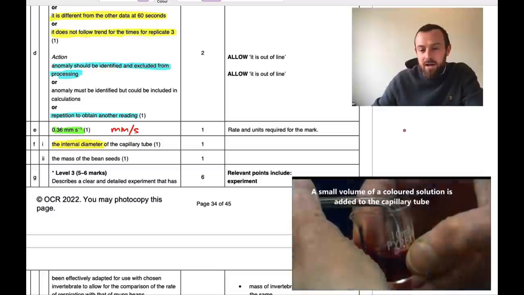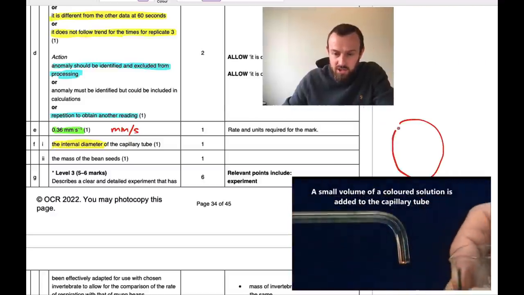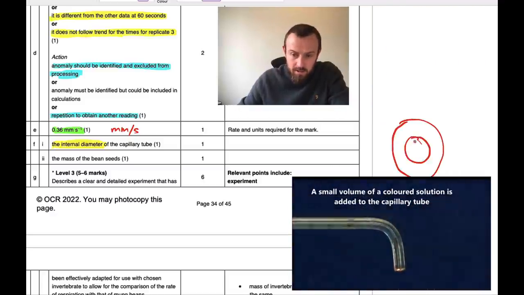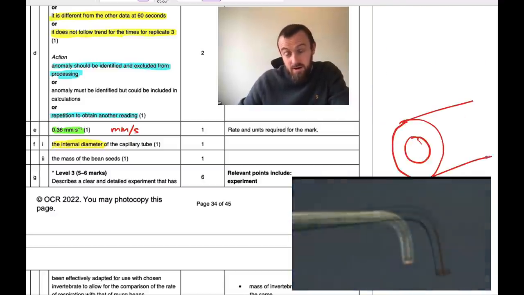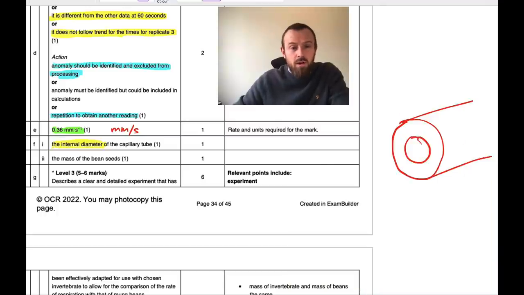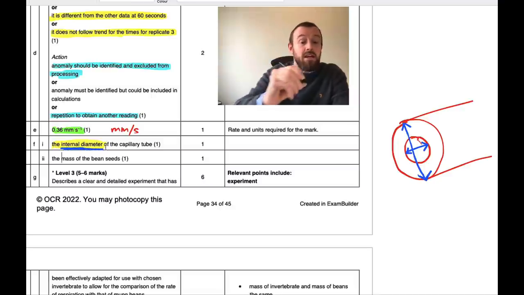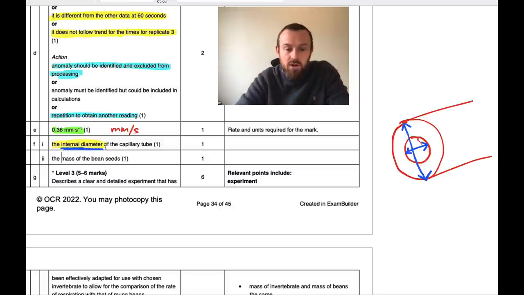Well, think about it. If I draw a big cross-section of the capillary tube, it's actually going to look a bit like this, right? So what do we need to know? Well, I actually don't want to know the total diameter of it, because some of it's glass. I want to know this internal diameter of the capillary tube. So let's try and remember that, and I'll try and remember it if I make a video again. Internal diameter of the capillary tube, the mass of the bean seeds.